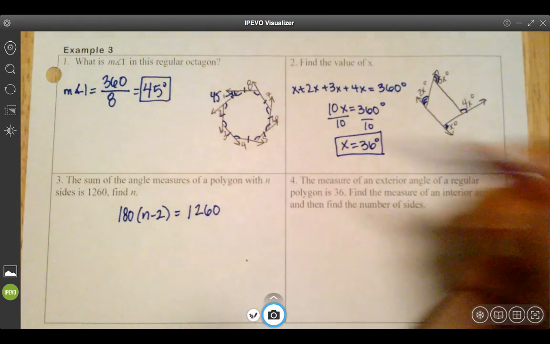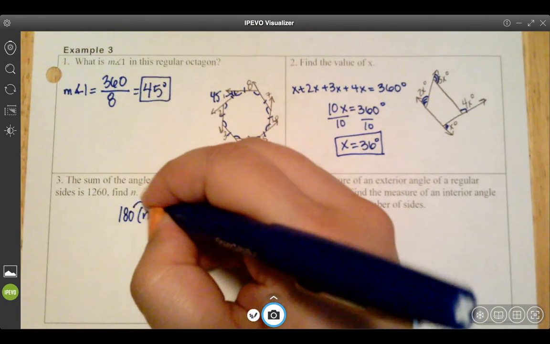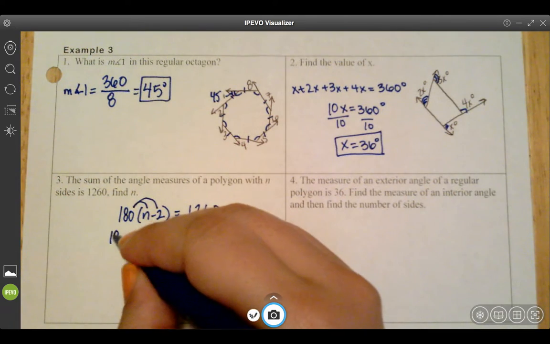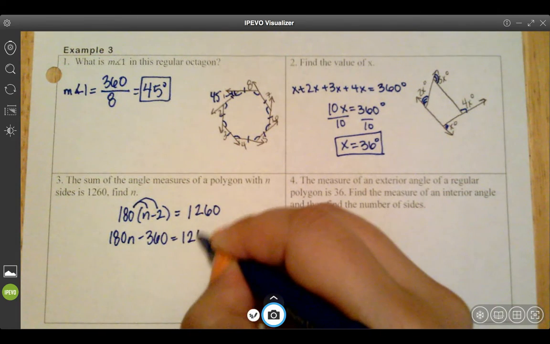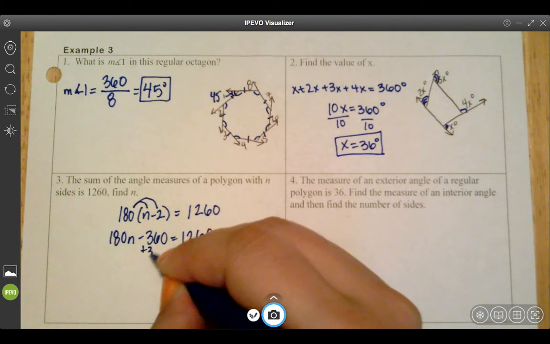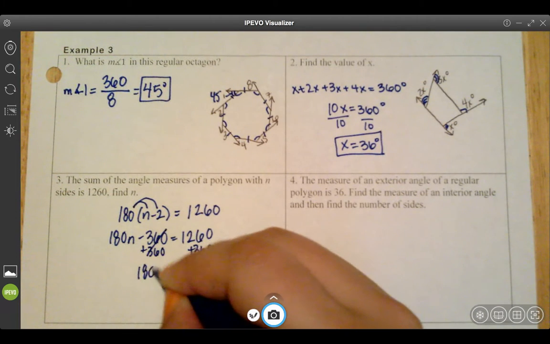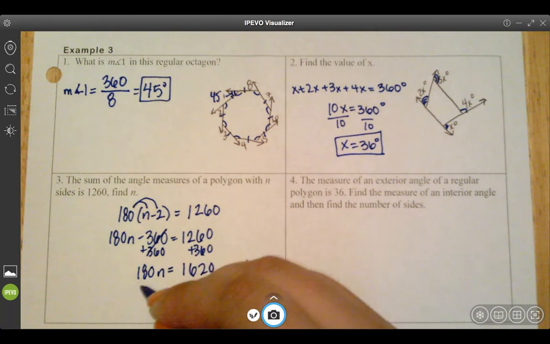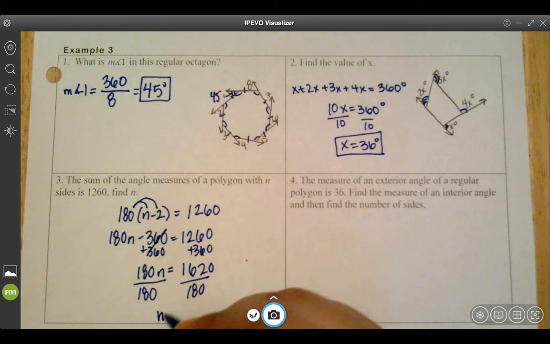Now you can divide by 180 immediately. Right now you could do that, or you can distribute it. I'm going to distribute it because I think that's what most of you would do. So we have 180n minus 360 equals 1,260, plus 360 on both sides. 180n equals 1,620. Divide by 180, n equals 9.